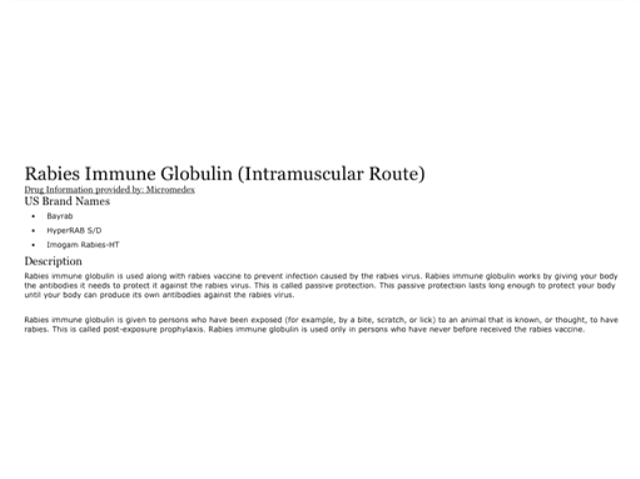It's used along with rabies vaccine to prevent infection. It works by giving your body the antibodies it needs to protect it against the virus. This is called passive protection. See, this is from the product data sheet. So I do tell you the right things in this course. The passive protection lasts long enough to protect your body until it can produce its own antibody. It takes 2 weeks to get an antibody response, so in the meantime, this is protecting you.